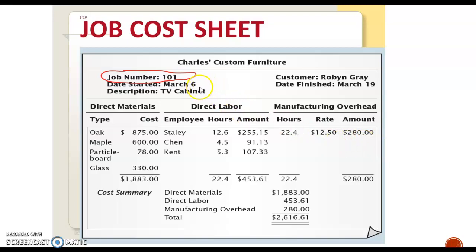Okay, now this job was started March 6th and it ended March 19th, so it only took us a short time and it was all within the same month. So we only have 1 month's worth of overhead added. Once the job is finished, then we total it up. We get all our totals and we put it in the summary section and get the grand total.